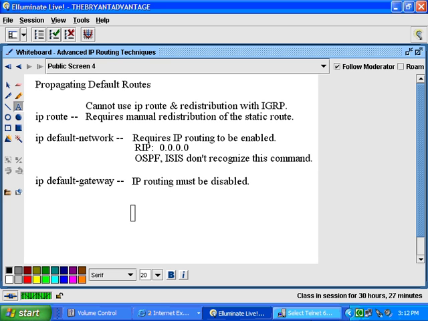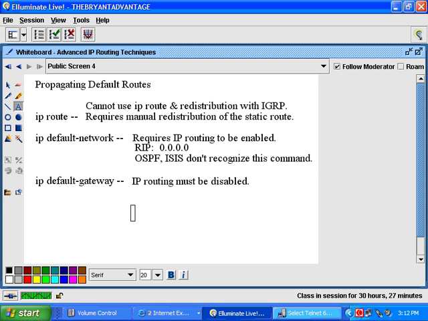So just going over these again, these are the 3 methods by which we propagate a default route. If we use the IP route command to create a default route, we have to manually redistribute that into any dynamic routing protocol that we want to see it. And that's what we did here. Routers 2 and 3, the other RIP routers, could see it as soon as we used the redistribute static command. IP default network is going to send to your RIP routers a network of 0.0.0.0, as we saw.